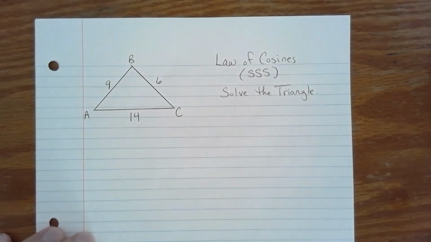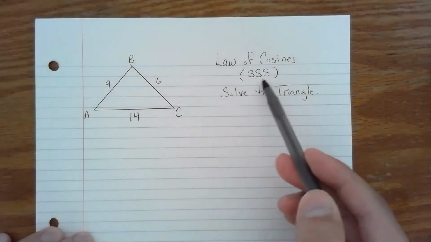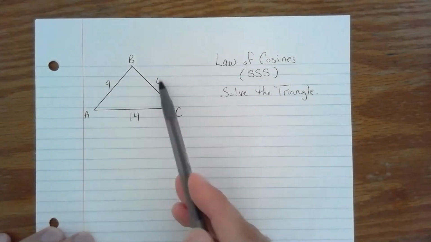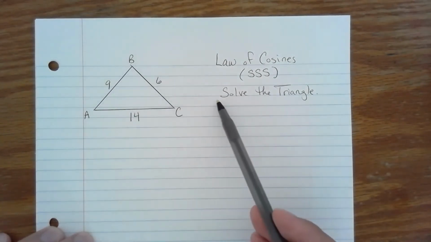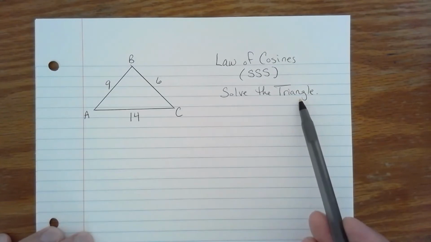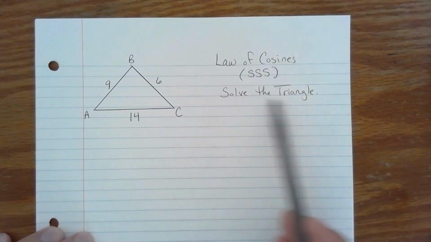We're looking at a law of cosines problem that gives us all three side lengths this time. We see side, side, side. That's what this SSS stands for. It's saying that we have all three sides provided, and they're asking us to solve the triangle. And the first thing to remember is, what does that ask us to do?